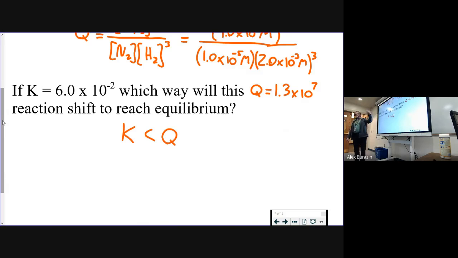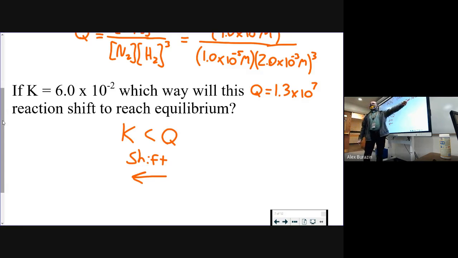Right? It is. The inequality points in the direction my reaction is going to shift. So my less than right here is like pointing left, right? My reaction as a result is shifting from the products towards the reactants. Okay? If you set up your inequality in alphabetical order, you don't really have to think. But for the sake of argument, let's think.